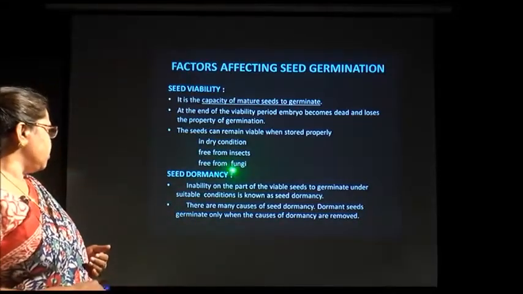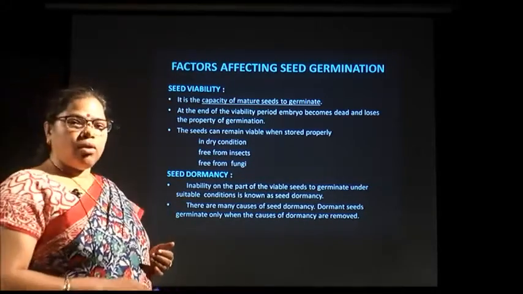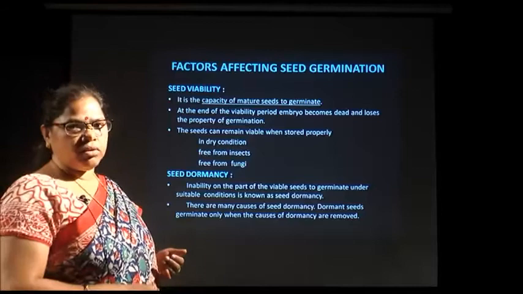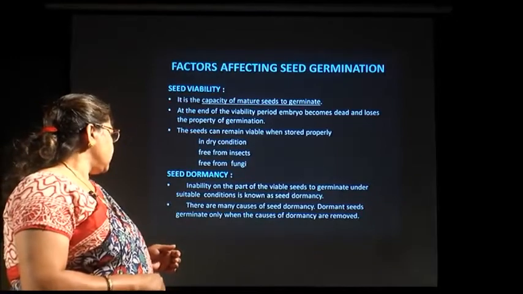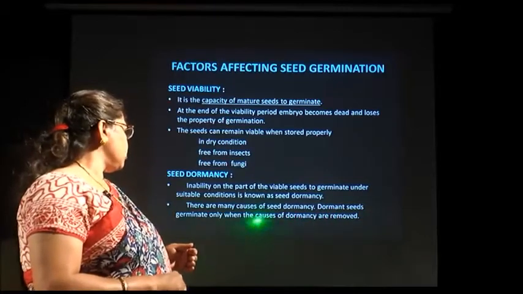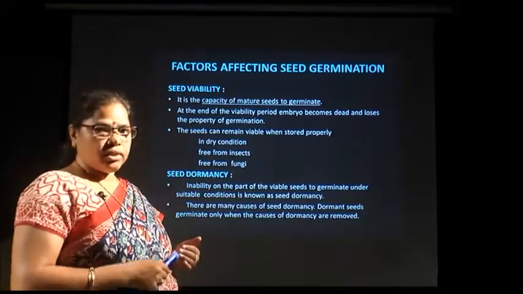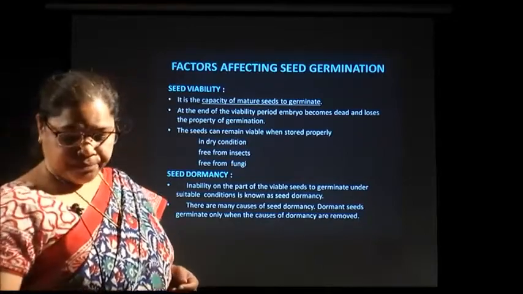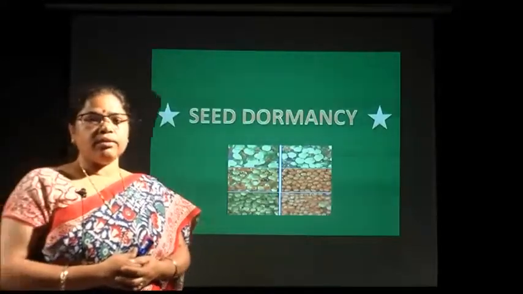Another factor is seed dormancy. This is the inability on the part of the embryo to germinate under suitable conditions. Even if suitable conditions are available, they do not germinate because they need a period of rest. That is known as seed dormancy, and it occurs due to many reasons. Dormant seeds germinate only when these causes of dormancy are removed. We will discuss seed dormancy in detail next. So with this, seed germination is completed, and let us discuss seed dormancy.